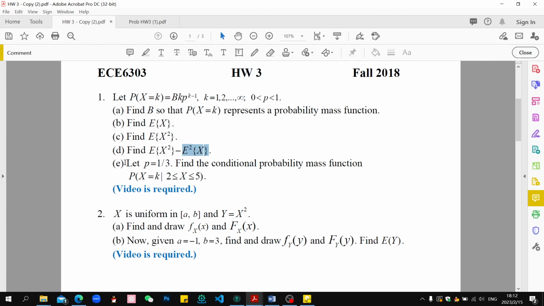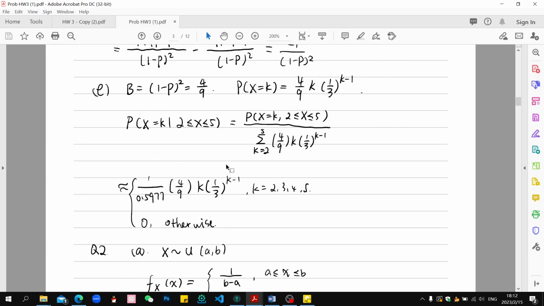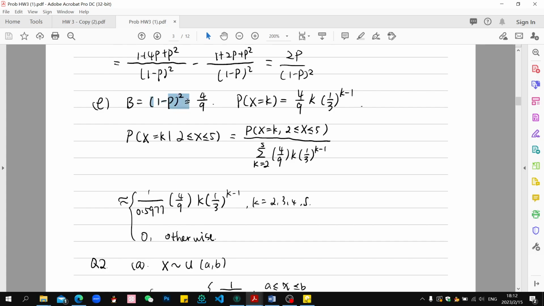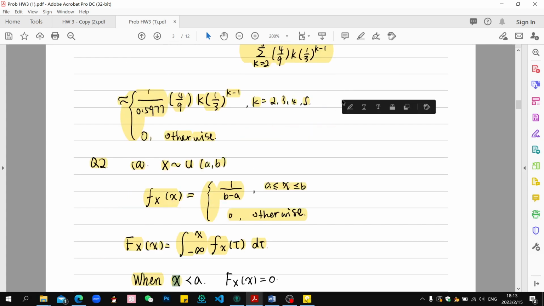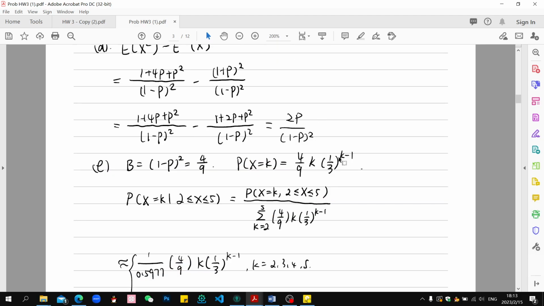Problem E. Let p be 1/3. Find the conditional probability mass function p(x = k) when x is between 2 and 5, included. So we can calculate b because we know the expression and we know p right now. It is 4/9. And p(x = k) is 4/9 times k times 1/3 to the power of k minus 1.